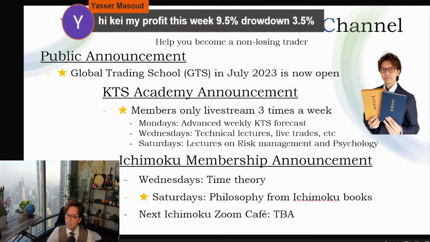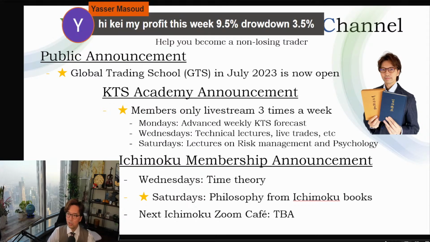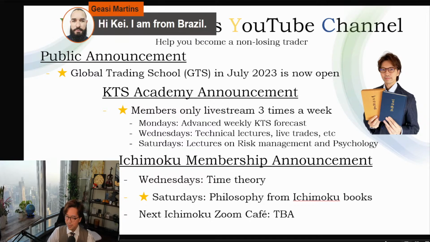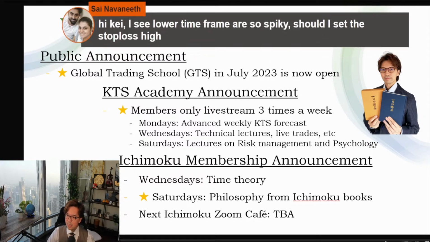Yes, sir says my profit this week 9.5%, drawdown 3.5%. Okay, so overall you're winning trades. That's good. Well, that's amazing that you had some profits this week because there were lots of big news, but you managed to make profits. That was good. Okay, Tess, good to see you. And Gassy, also good to see you from Brazil. Thanks for joining. Okay, Sai says, I see lower time frames are so spiky. Should I set the stop loss high? That's right. When the lower time frames are spiky, to be safer, you want to place the stop loss higher or bigger. So you just have to be flexible on your stop loss and your exit timings.